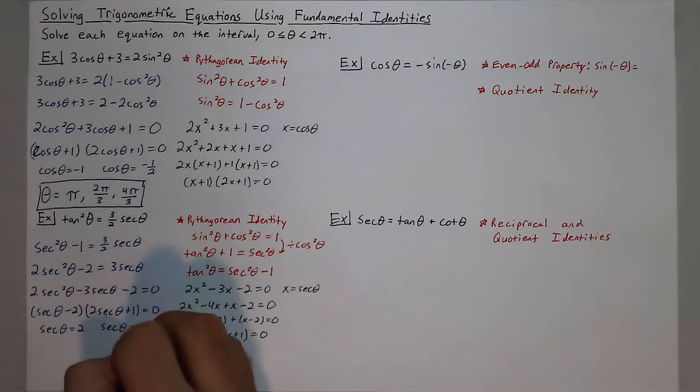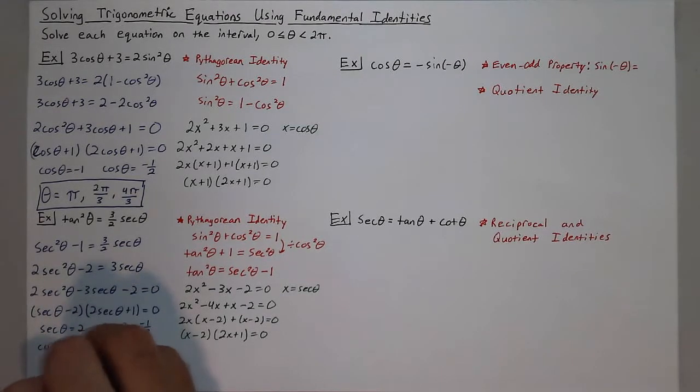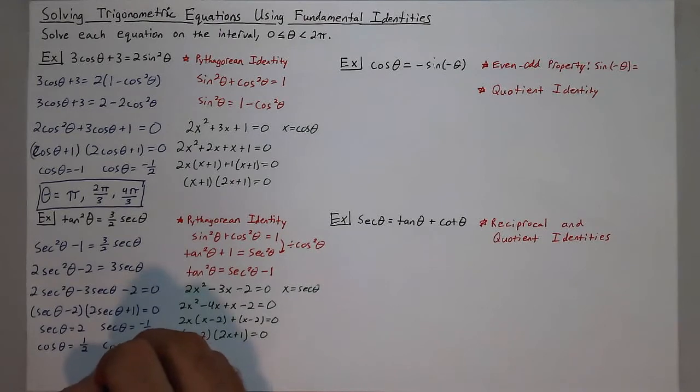to -1/2. Using that reciprocal identity for secant, I know that cosine is its reciprocal. So I can write that as cosine of theta is equal to 1/2, and cosine of theta is equal to -2.